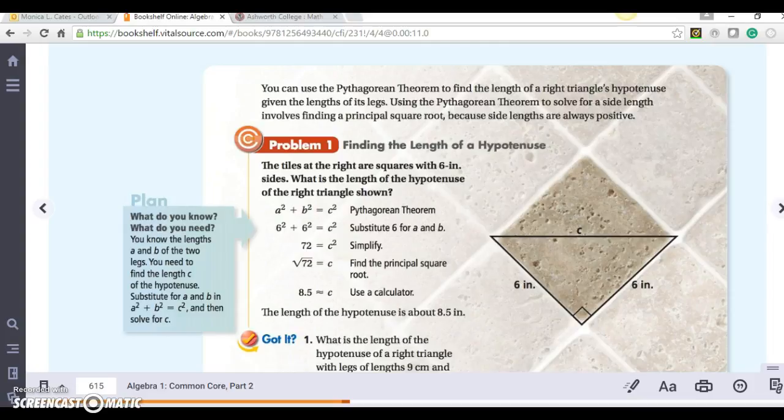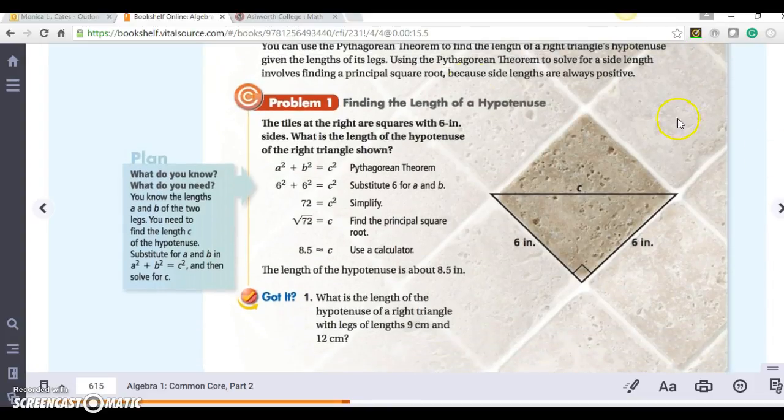Using the Pythagorean theorem to solve for a side length involves using a principal square root because side lengths are always positive. So let's look at problem number 1. It says, finding the length of the hypotenuse. The tiles at the right are squares. So if it's a square, we know that by definition, a square has a right angle, or a 90-degree angle. What is the length of the hypotenuse of the right triangle shown?